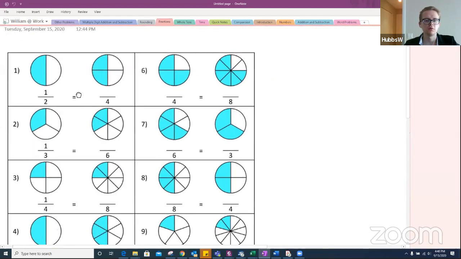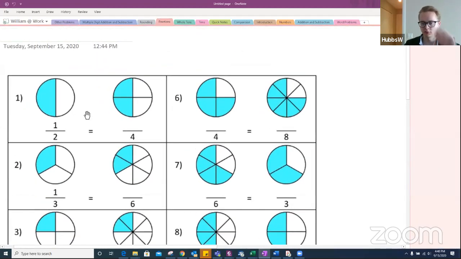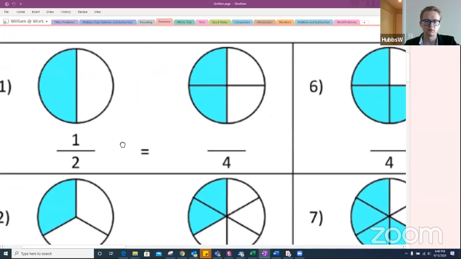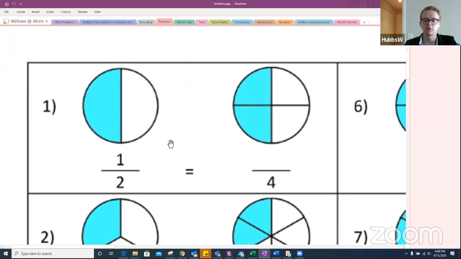Does anyone know what a fraction is? It's okay if you don't, but has anyone heard of what a fraction is? Okay, so I'll go ahead and explain. A fraction is a piece of the whole. So you have the numerator, which is the top, and the denominator, which is the bottom.